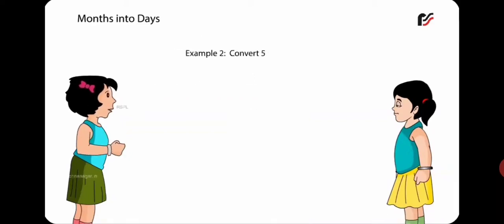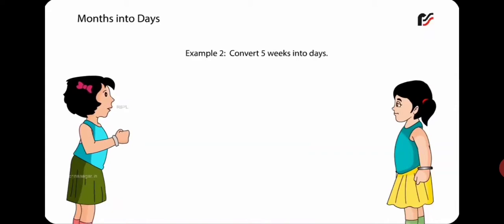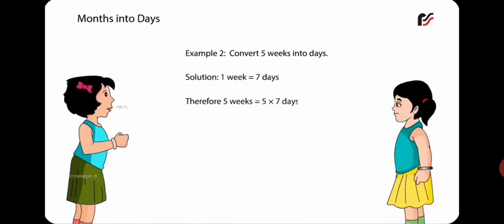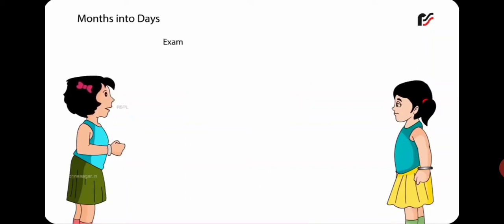Example 2. Convert 5 weeks into days. Solution. 1 week equal to 7 days. Therefore, 5 weeks equal to 5 into 7 days equal to 35 days.